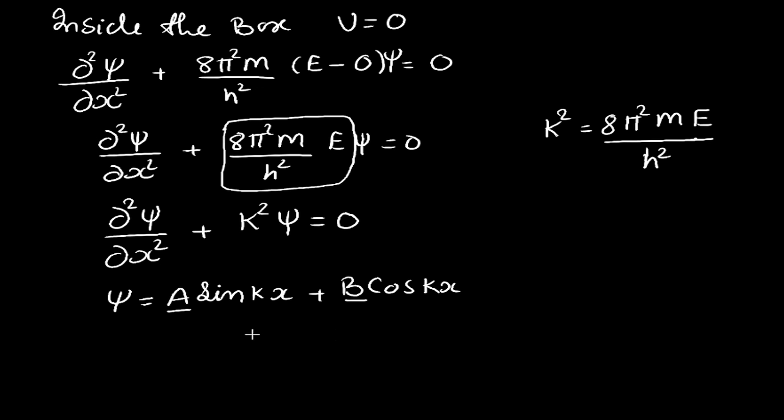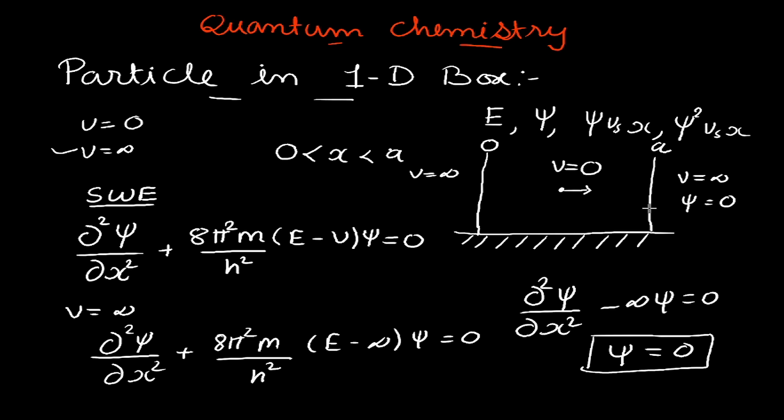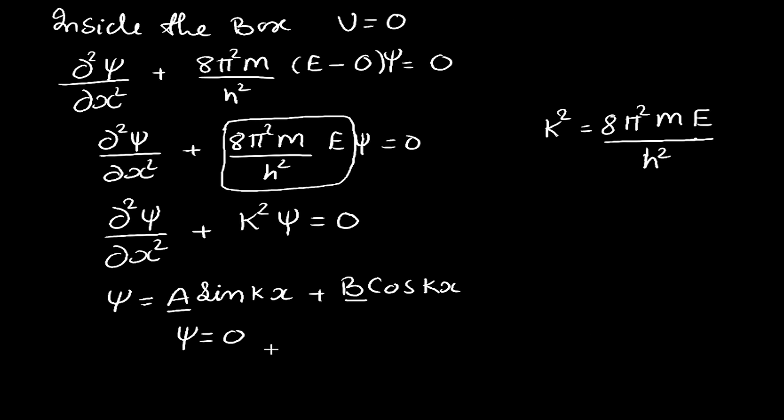In order to find the values of the constants, we will be using the boundary conditions. For the boundary conditions we know that the value of the wave function on the walls as well as outside the walls will be 0, and similarly the value of potential energy on the wall as well as outside the wall will be infinity. So psi will be equal to 0 at x is equal to 0 and x is equal to a. We will be using both these conditions one by one.